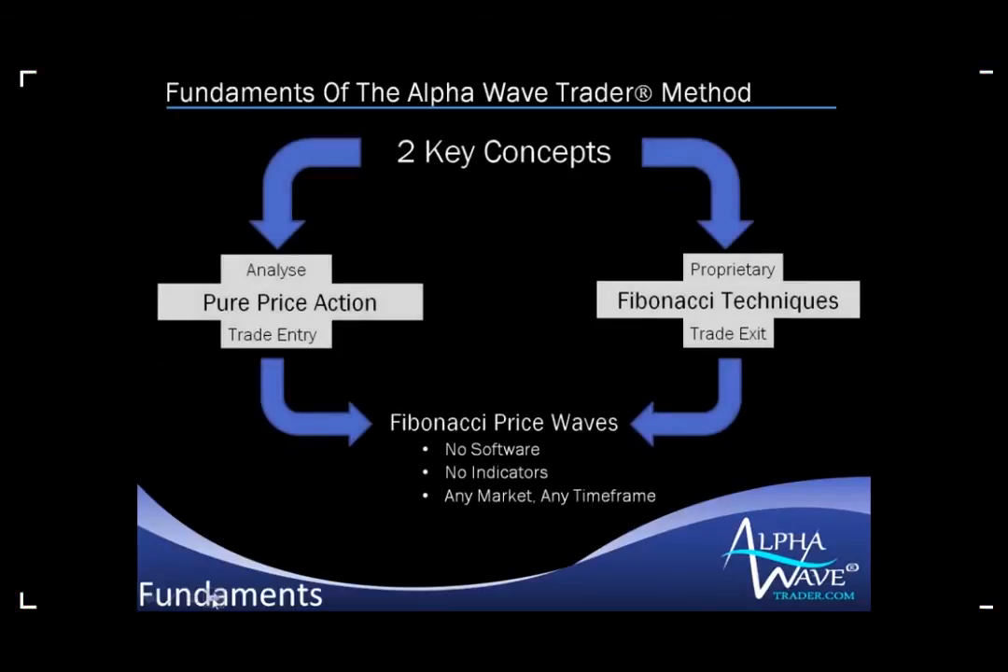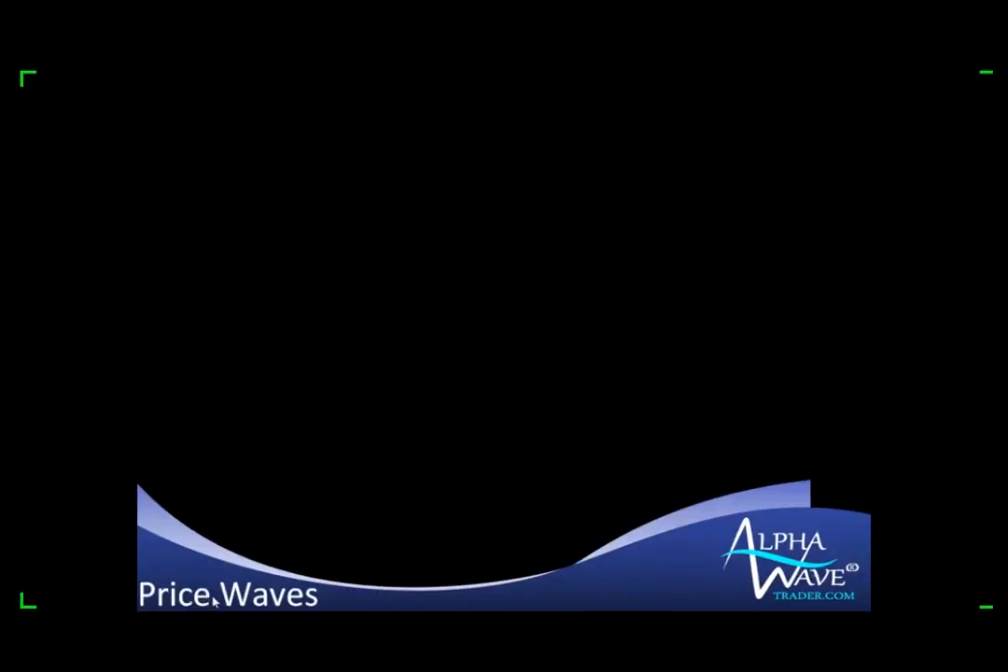So here we go, the Alpha Wave Trader concept: pure price for entry and Fibonacci for exits. No software, no indicators of any kind. The method applies to any instrument and any time frame. It can be traded on any platform.